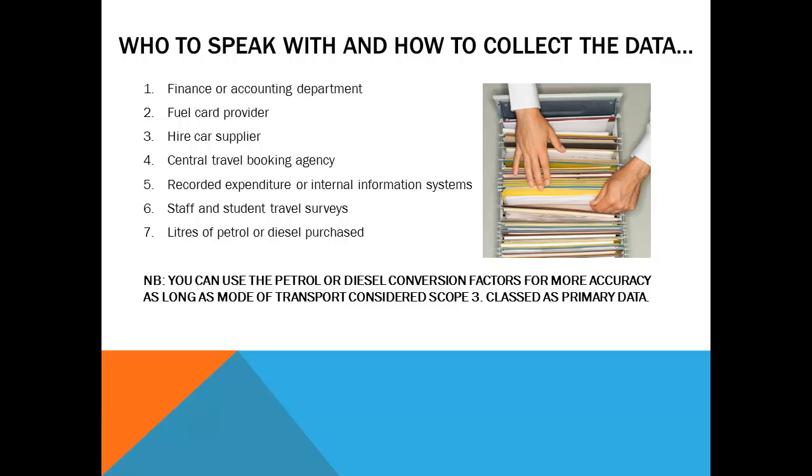Your fuel card provider may be able to help provide information on spend, petrol type, litres taken and possibly the vehicle type in addition to mileage, whilst your car hire supplier may also be able to provide similar information. Central travel booking agencies may have information on trains or flights booked. You may also have information on litres of petrol purchased. This is considered primary data and is the most accurate.